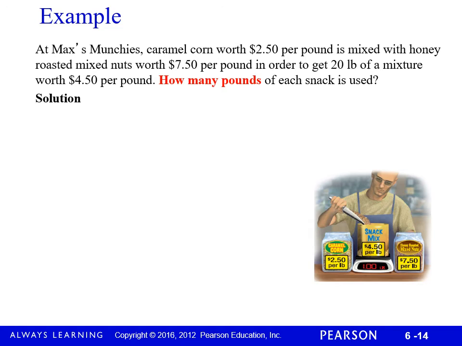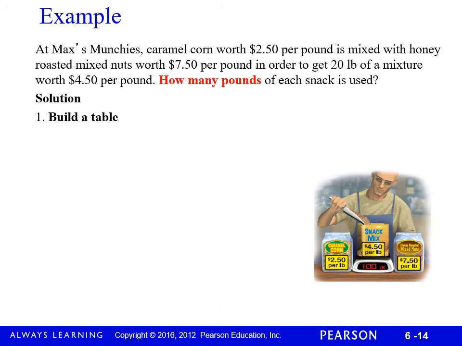All right, this one freaks many people out. At Max's Munchies, caramel corn worth $2.50 per pound is mixed with honey roasted mixed nuts worth $7.50 per pound in order to get a 20-pound mixture worth $4.50 per pound. How many pounds of each snack is used? Now this is a lot of data and it's confusing to know what to do.